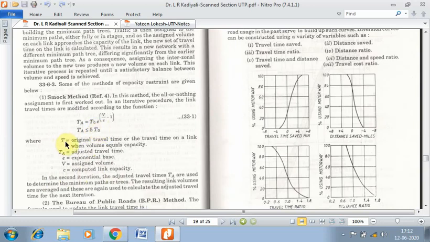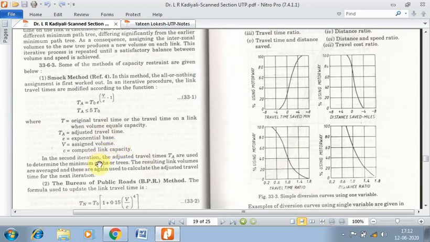Here it had to be T naught. So T naught is the original travel time. The adjusted travel time should always be less than or equal to 5 times the actual travel time. Okay, so that is what needs to be kept in mind. In every iteration you will be calculating this adjusted travel time and doing the iterative process.